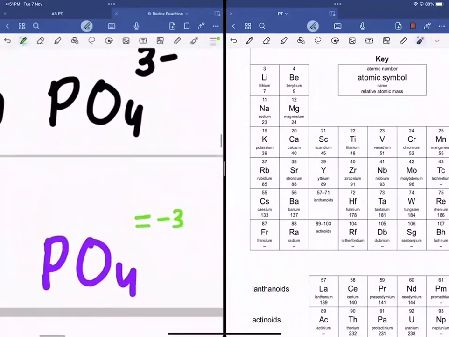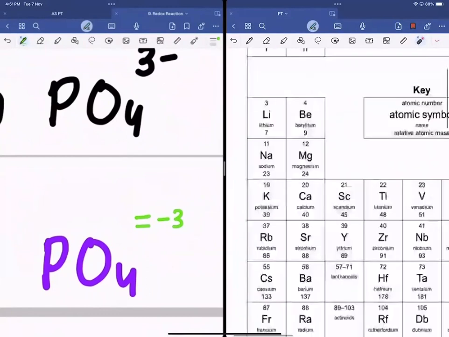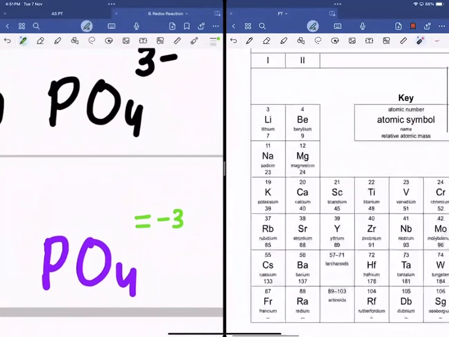Okay. Now have a look over here. You have group 1, group 2. Is P or O present in them? No, it's not. See, not like this.